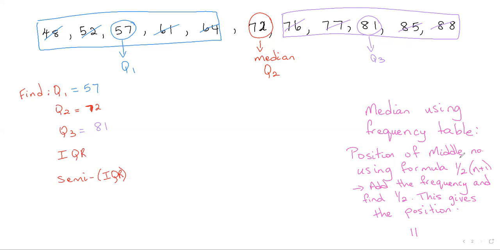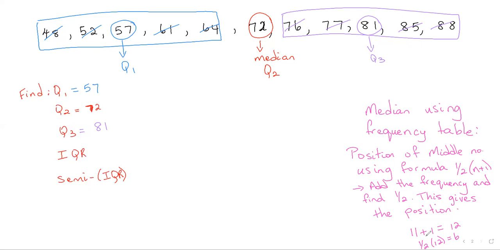So in order to find the position, it's a half times the numbers plus 1. So I had 11 numbers, so I'm going to add 1. So 11 add 1 is 12. So when I find half of that, half of 12 is equal to 6. So that means the number which is in the 6th position is my median.